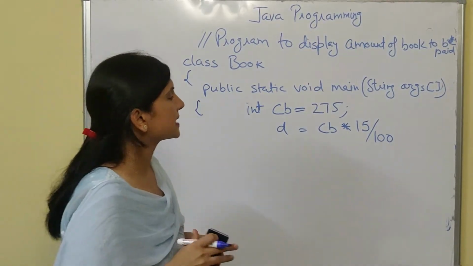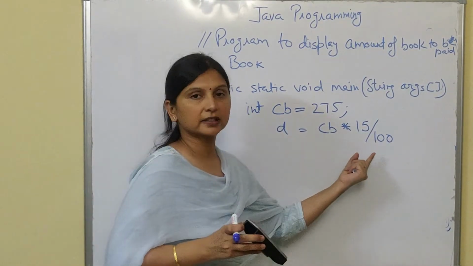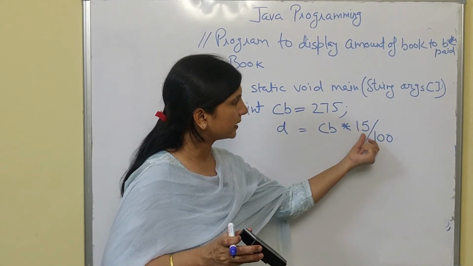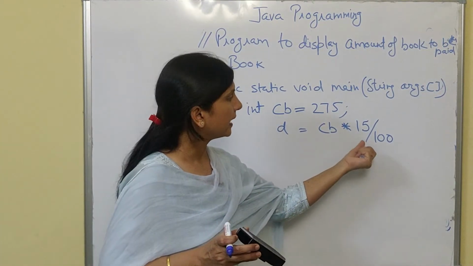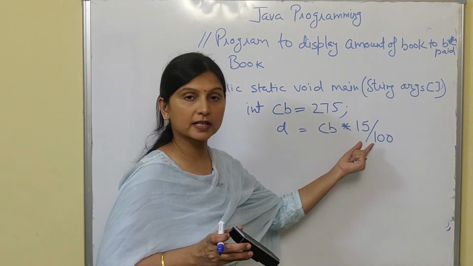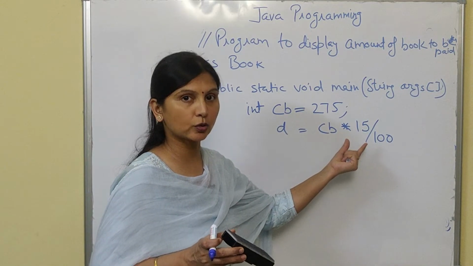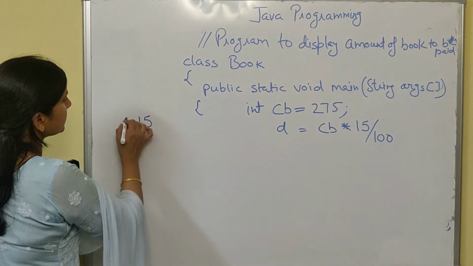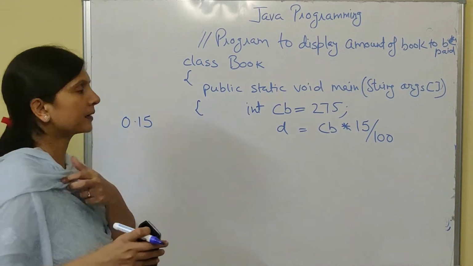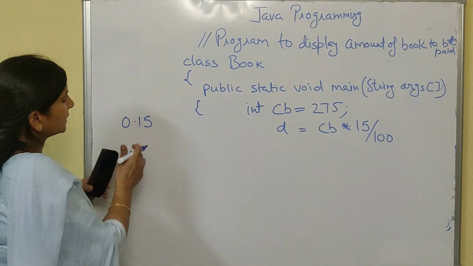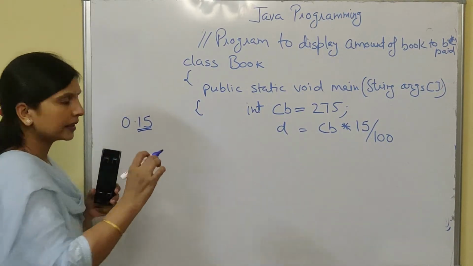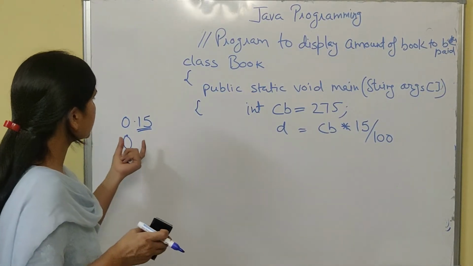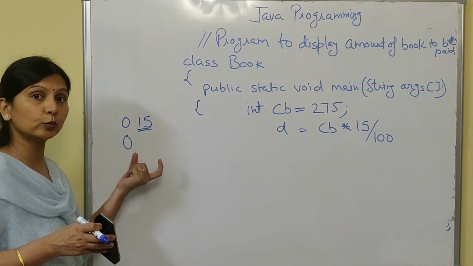Fine. Now first thing, this slash returns what? Integer. Fine. Whatever the value will come, if I divide, it should be 0.15. And as this forward slash returns integer, meaning whole number, it truncates the decimal point. 0.15 means it will truncate this decimal part and will return you 0. Fine, this forward slash will return you 0 instead of 0.15.